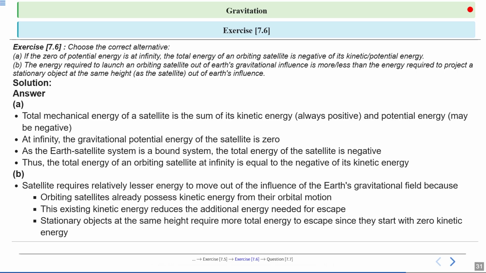In contrast, stationary objects at the same height require more total energy to escape since they start with zero kinetic energy. This means they need to gain all the necessary energy from an external source to overcome Earth's gravitational pull.